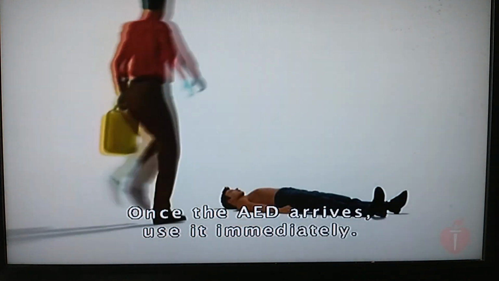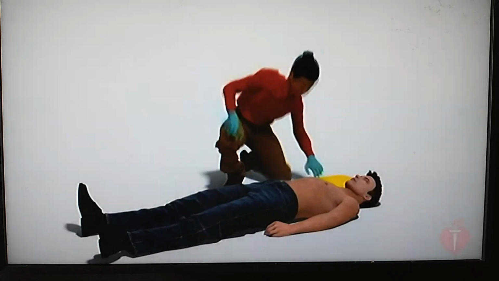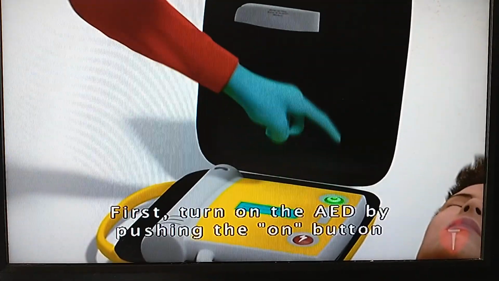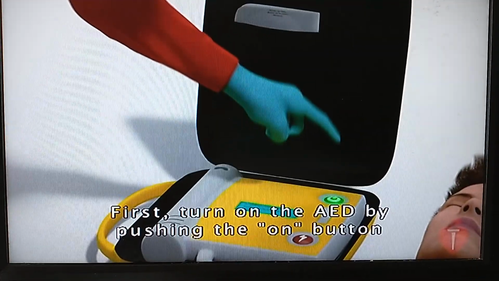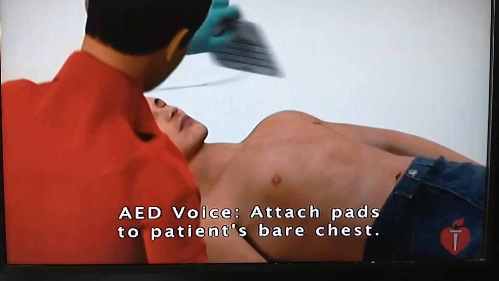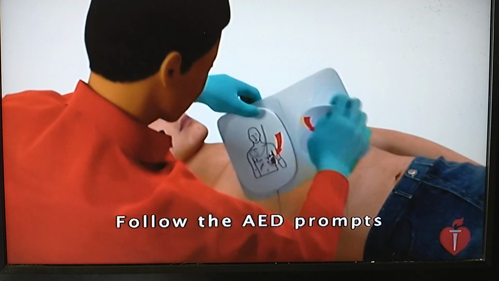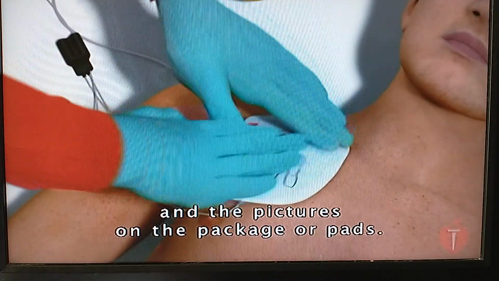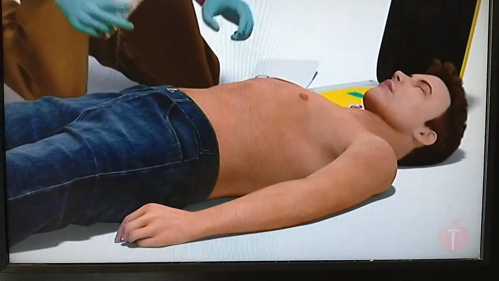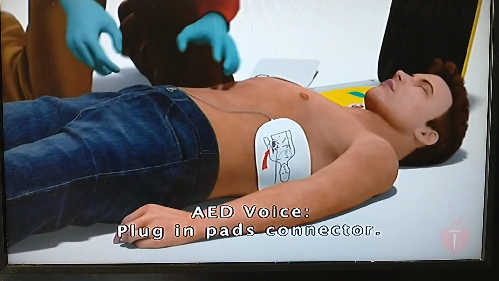Once the AED arrives, use it immediately. First, turn on the AED by pushing the on button or opening the lid. Attach pads to patient's bare chest. Follow the AED prompts and the pictures on the package or pads. Plug in pads connector.